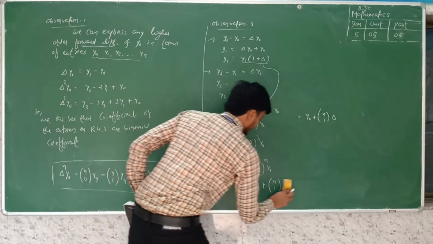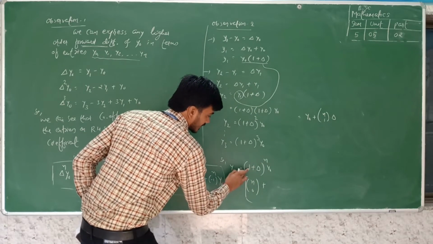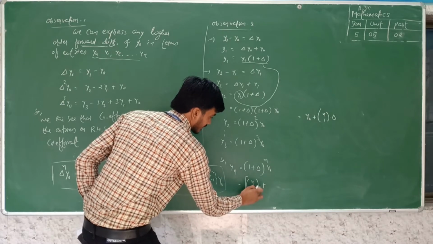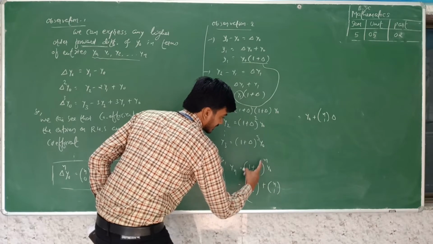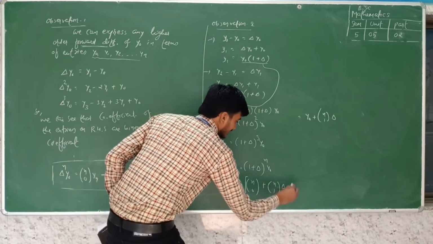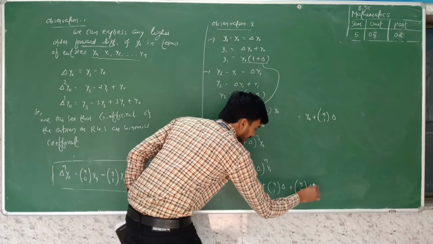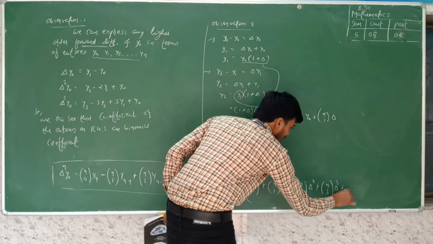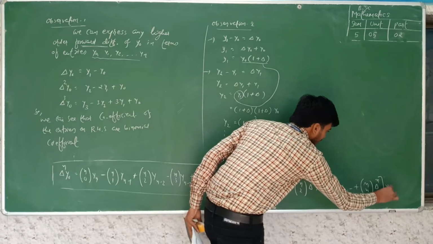Here we can expand this binomial theorem, (1 plus delta) raised to n. nC0 1 raised to n and delta raised to 0, so 1. Plus nC1 1 raised to n minus 1 and delta raised to 1, plus nC2 1 raised to n minus 2 delta square, plus nC3 delta cube, up to nCn delta raised to n, and y0.